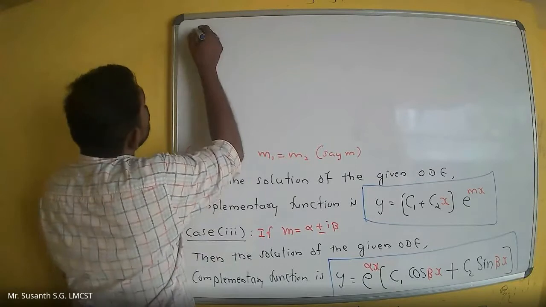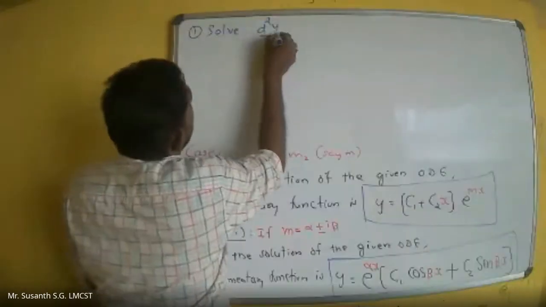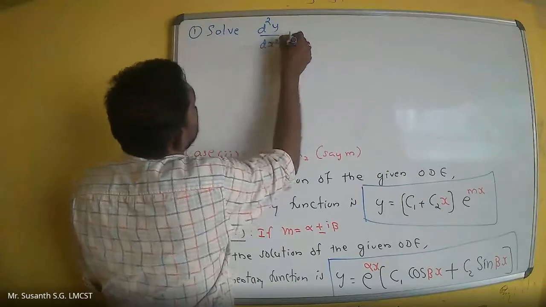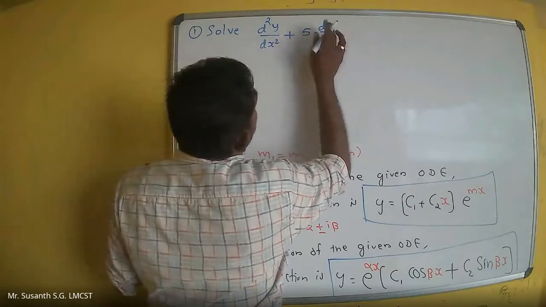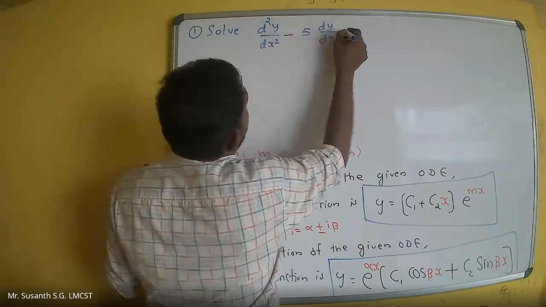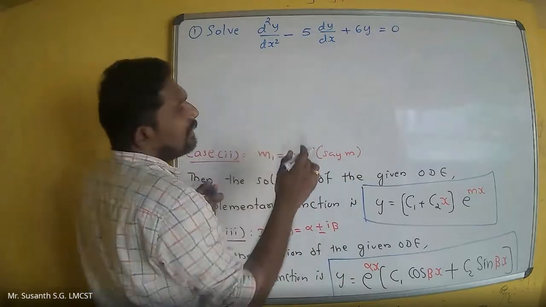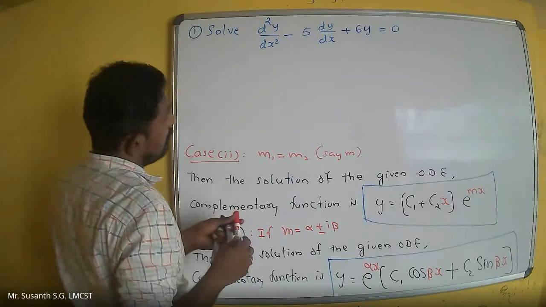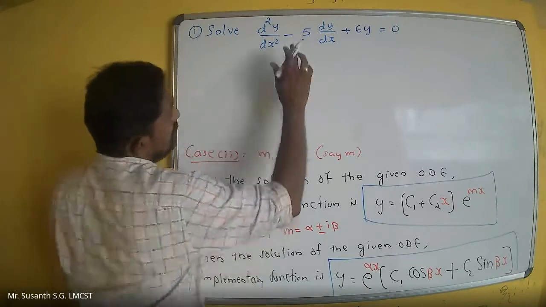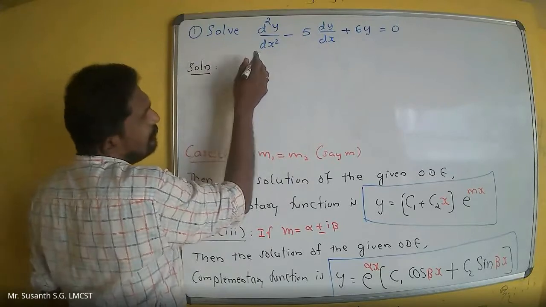Solve d square y by dx square minus 5 dy by dx plus 6y is equal to 0. This is a second order ordinary differential equation. It's a homogeneous differential equation with constant coefficients, minus 5 and 6. I'm going to solve it here.